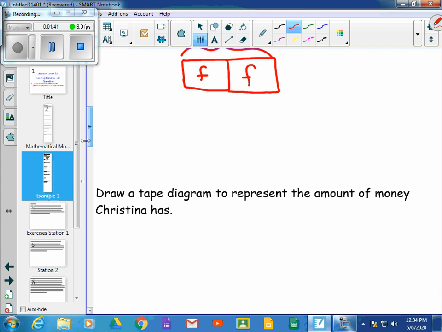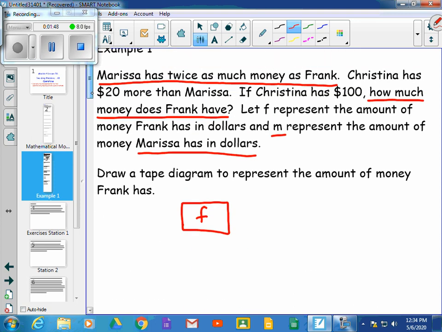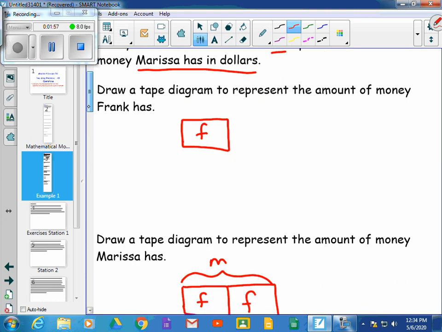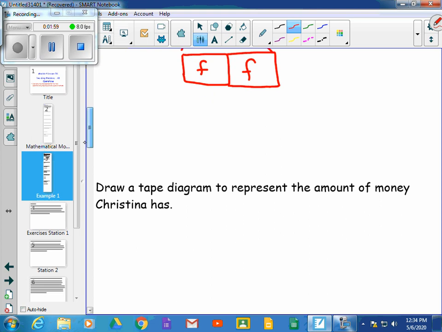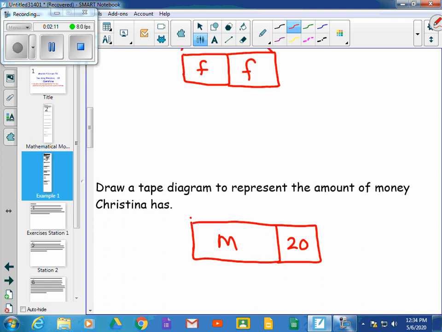Now the third person was Christina, and if we're going to draw a tape diagram to represent the amount of money that she has, we can look back and see that Christina has $20 more than Marissa, and Christina has $100. So to draw that tape diagram, we would draw one the same size as the one above. That would be our M, Marissa's money, plus 20 added to it, and that whole amount would be $100.